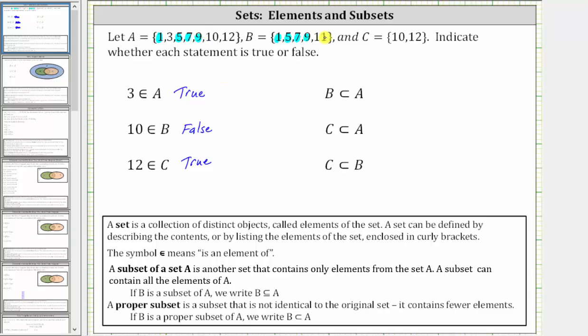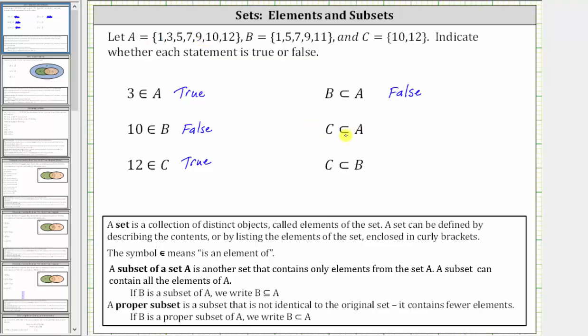Set B contains the element 11, but notice how 11 is not an element in set A, which means B is not a proper subset of A, and therefore this first statement is false. In order for it to be true, all the elements in set B would have to be in set A.